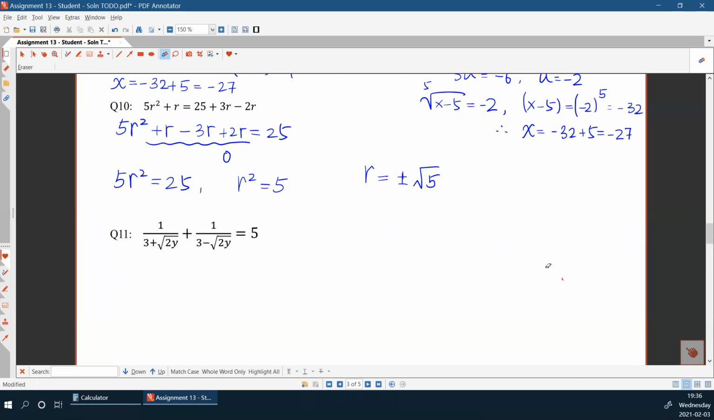Okay, let's make a summary here. If you have something, for example, x to an even order equals another number, for example, y, and y is above 0, how many solutions are there? There are 2 solutions, right?